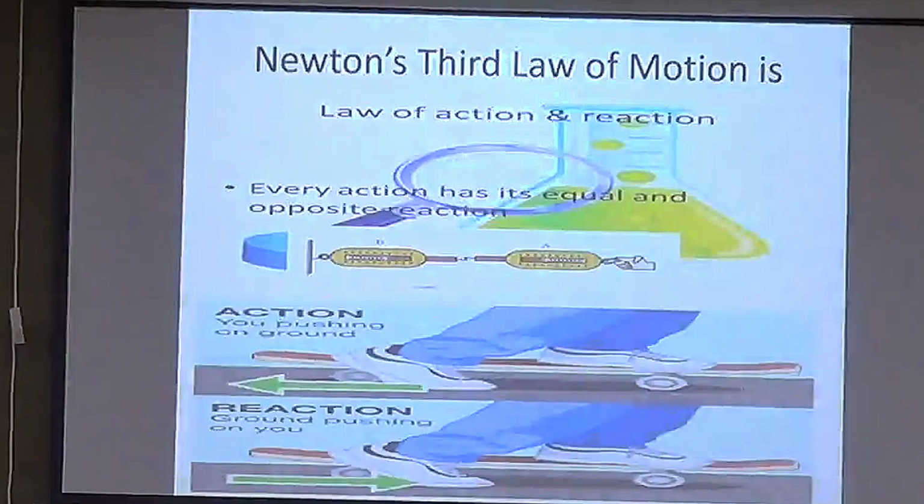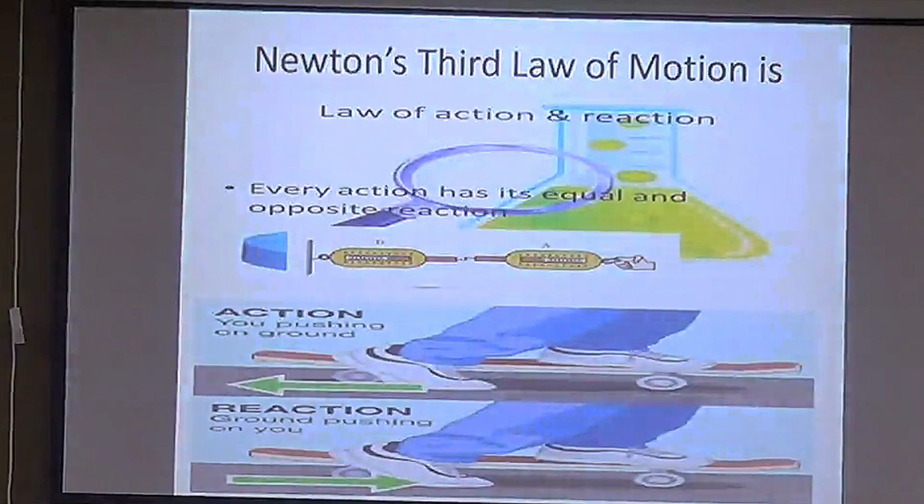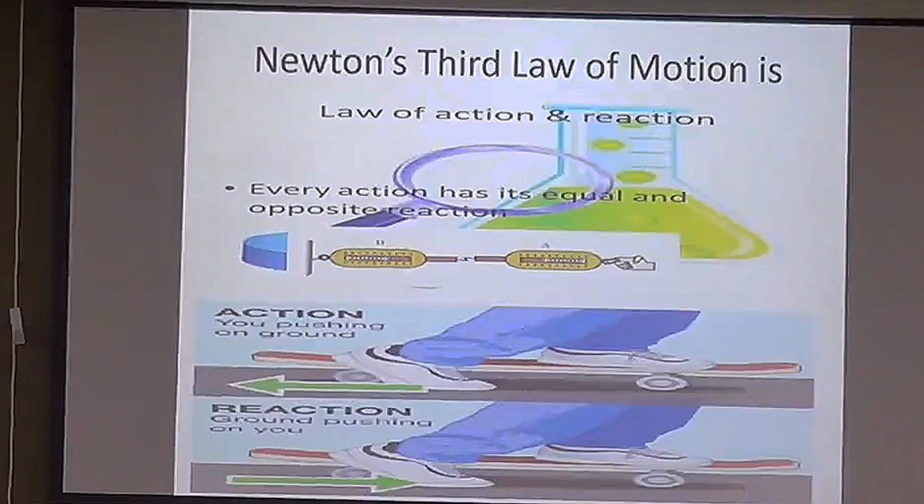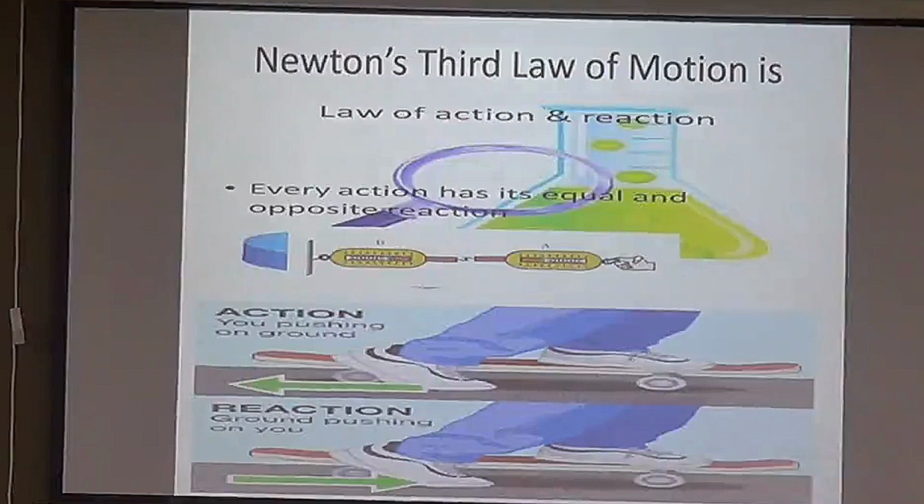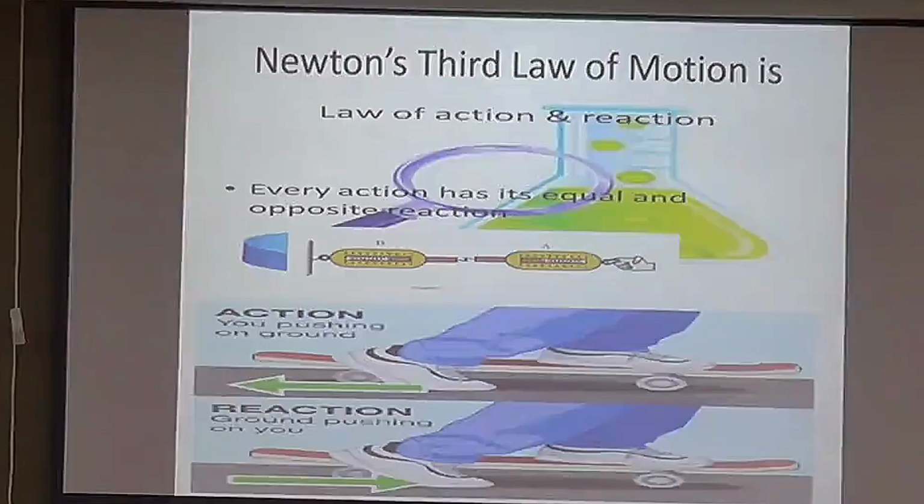Newton's third law of motion is also known as the law of action and reaction. It states every action has its equal and opposite reaction. Now what is action? The force applied by object A on B, we can call it action. Then the force applied by object B on A is called reaction. And Newton's third law of motion says action and reaction are equal in magnitude and opposite in direction.